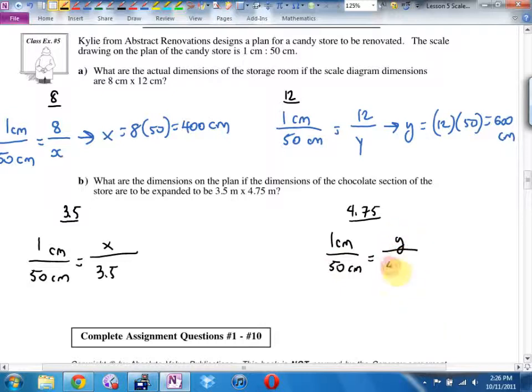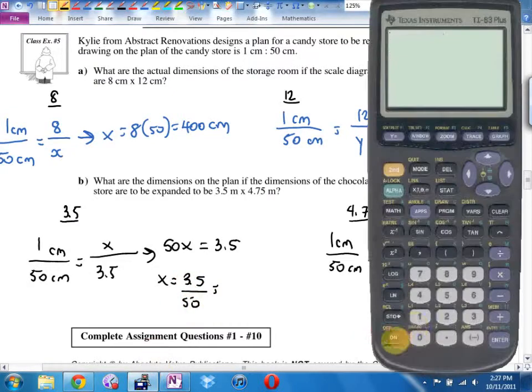Devin, how will I solve this? Now, this time when I cross multiply, I get x times 50, which is 50x, equals 1 times 3.5, which is 3.5. Here, I have to do one more step. How do I get the x by itself? More specific, by what? Yep, because sometimes kids divide by 3.5 for some unknown reason. X is going to be 3.5 over 50. 3.5 divided by 50, 0.06 centimeters.